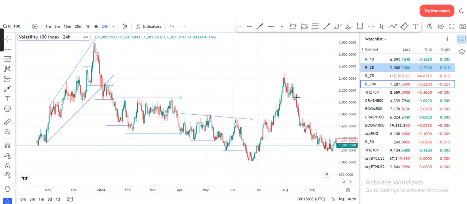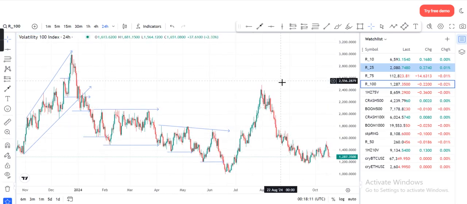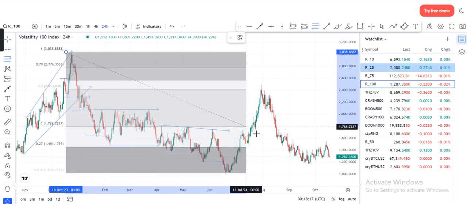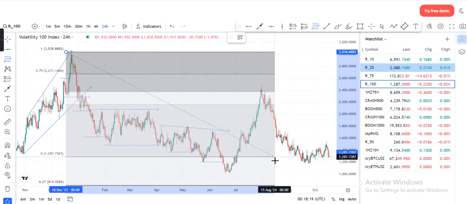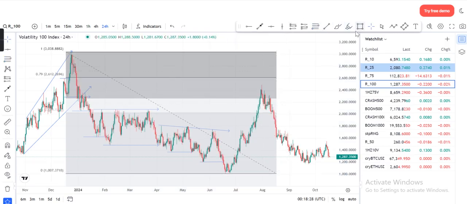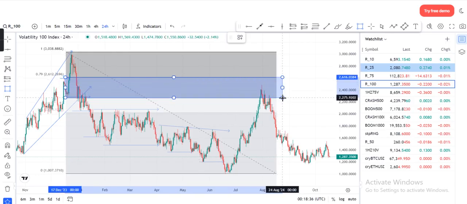If we look at what happened here, we'll clearly see that the market went into tapping the 0.618 level or thereabouts. So let's check what happened. If you can see what happened on the market here, you will clearly see that the market actually tapped into the 0.618 level.